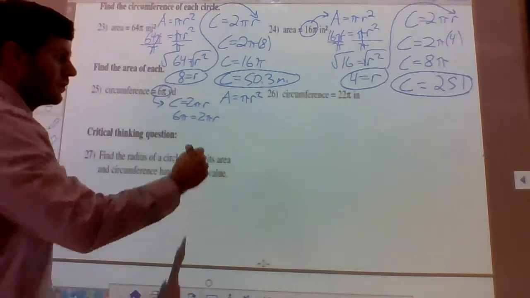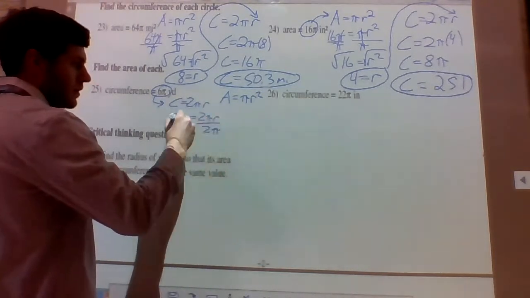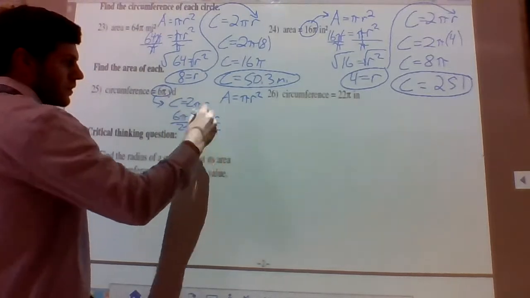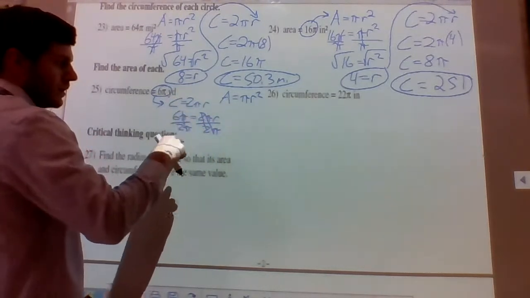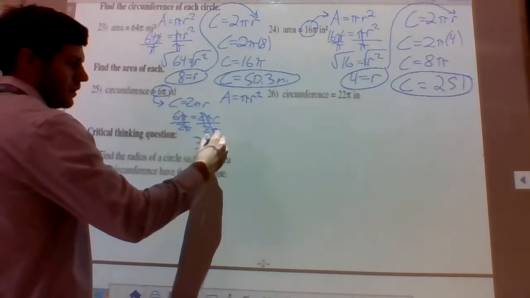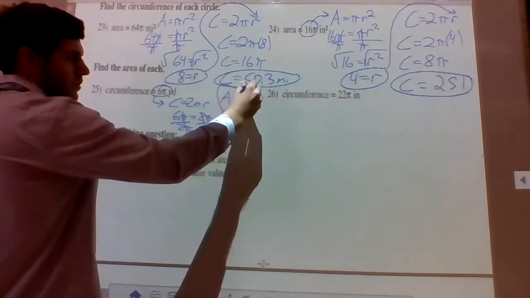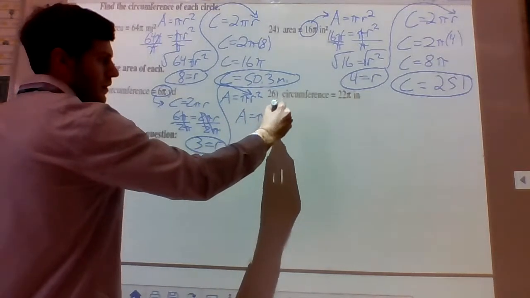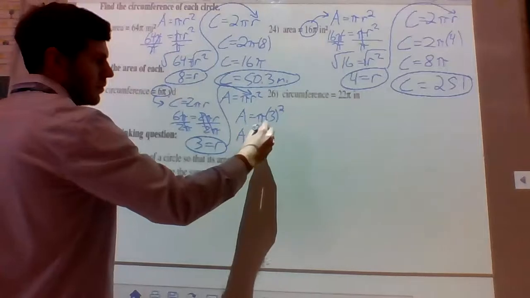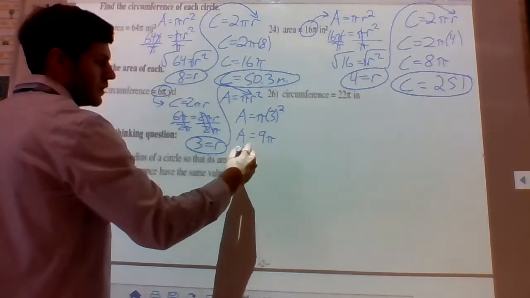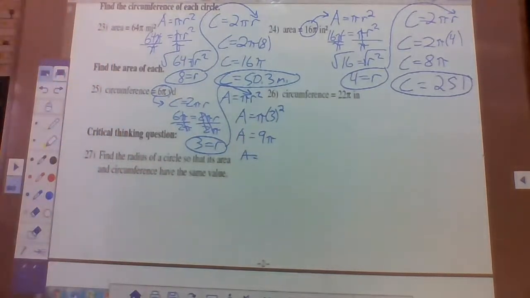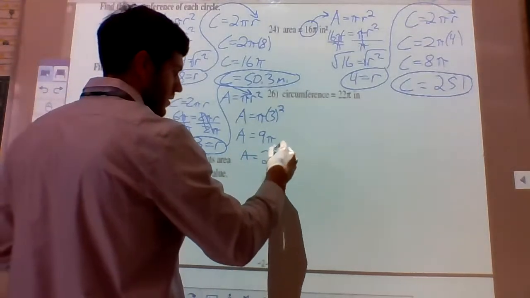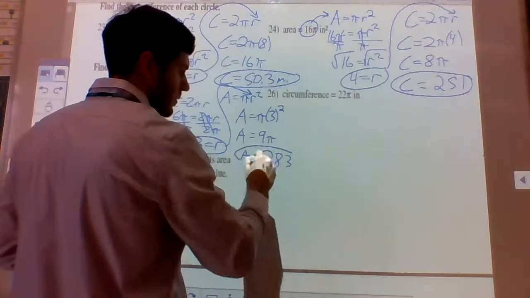Okay. To get r by itself, we need to divide by 2 pi. Okay, the pi's cancel out. 6 divided by 2 is 3. So we get 3 equals r, and we want to substitute that back in. So area equals pi times 3 squared, which is 9 pi, which is 9 times pi is what, about 29? 28.3. A little high. Okay.